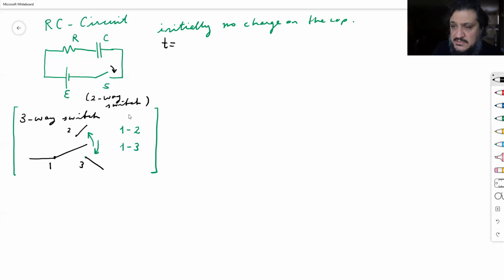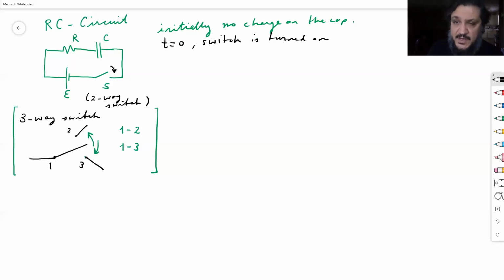So at t equals 0, the switch is open, or it has been open and you close it at t equals 0. So you turn it on. The switch is turned on. So whatever happens after t equals 0, all right?